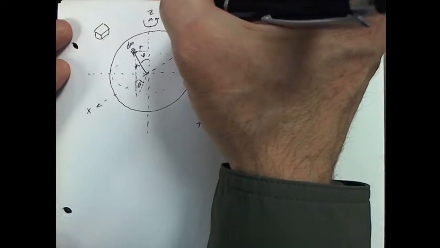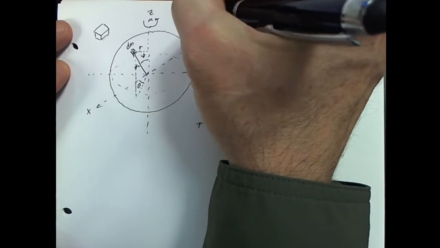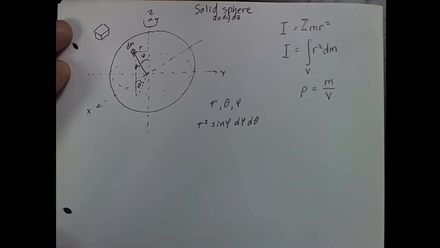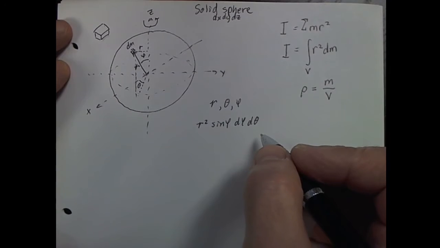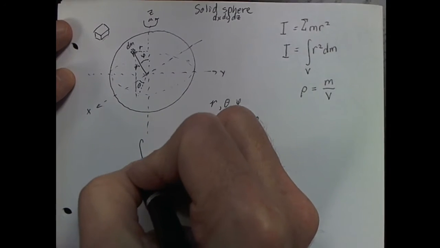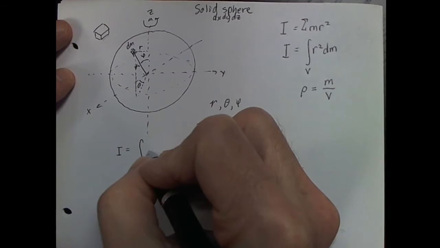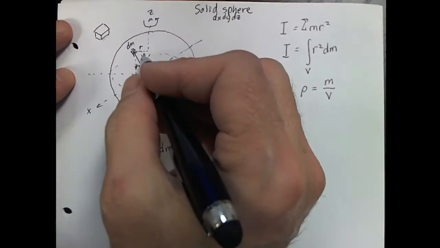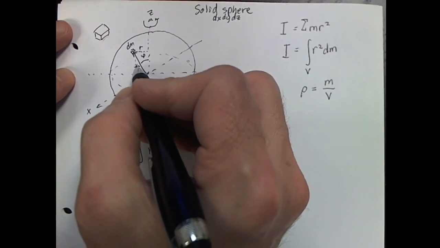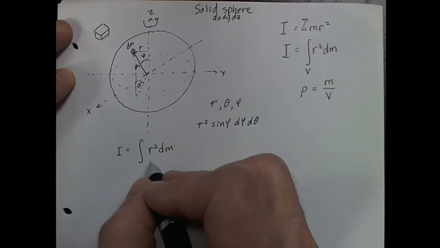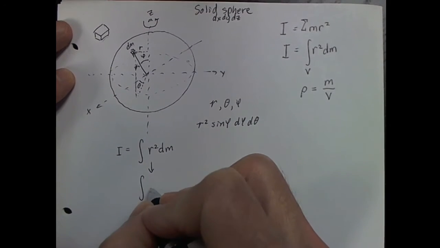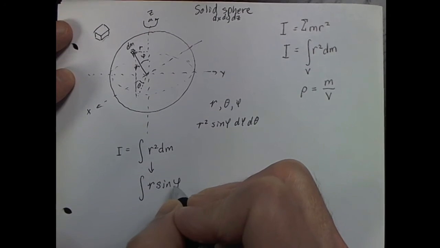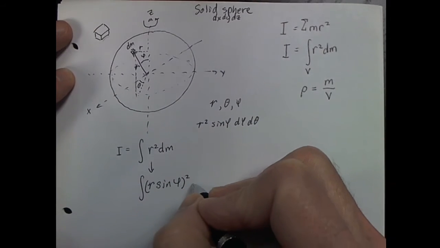Keep in mind this is a solid sphere of uniform density. This is not for a hollow sphere. So let's look at the integral of r squared dm. Well, notice what this r is. It is little r sine phi. So this r becomes little r sine phi, and that's got to be squared, dm.